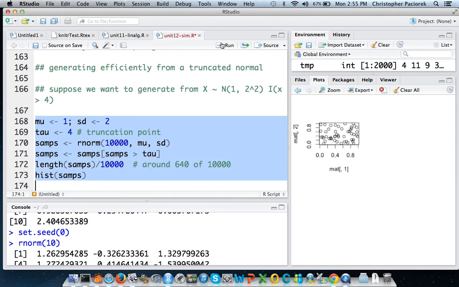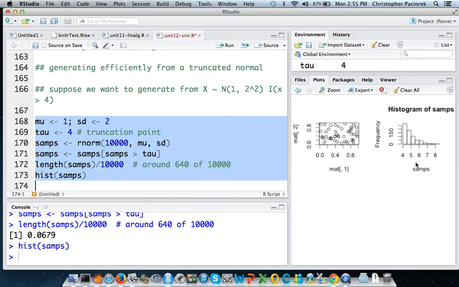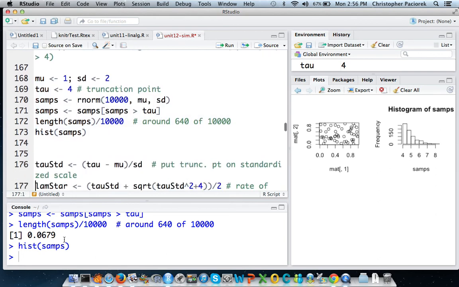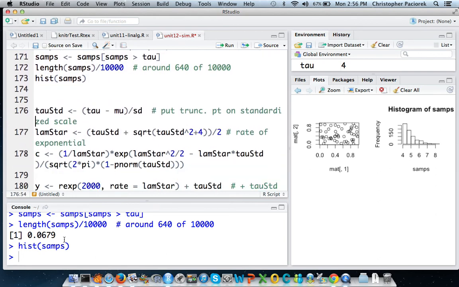Okay, so if I do that, that's the random sample there. And this is the acceptance ratio. This is only 6.8%, about 640 out of the 10,000 are accepted from this sampler. So it's fairly inefficient. So now I'm going to set up my exponential distribution. This involves the standardization I was talking about. I can actually calculate the value of C in closed form for these easy distributions, which are just normal and exponential.